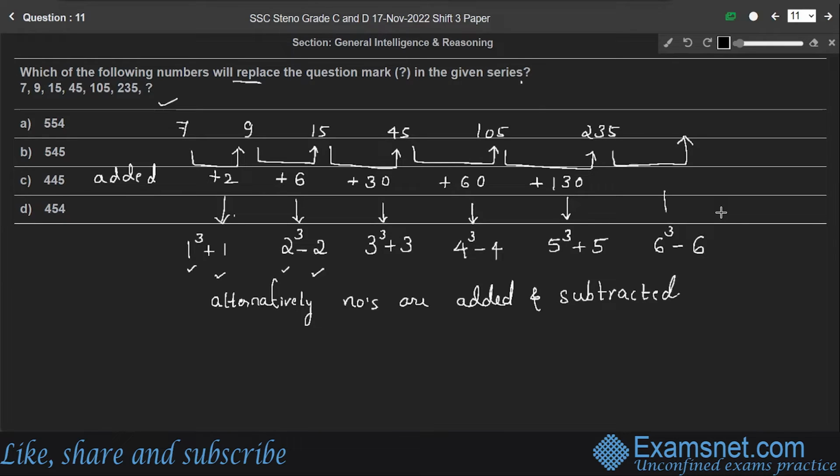So what is 6 cube minus 6? Since 6 cube is 216, minus 6 is 210. So 210 should be added to 235. Therefore, the last number is 445. 235 plus 210 is 445, the last number. Therefore, option C.